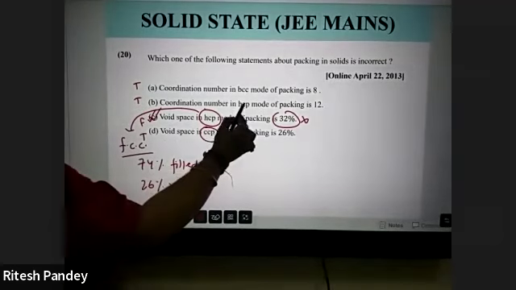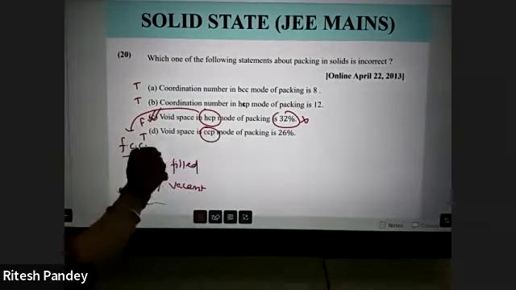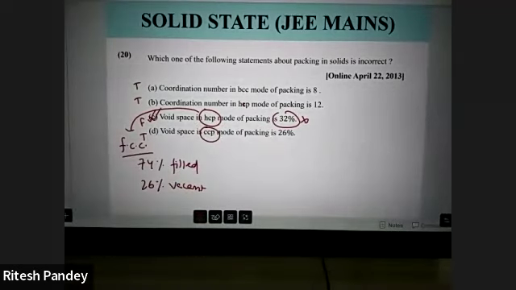This is HCP. HCP and CCP are both close packed. Coordination number 12 is understood. BCC 8 is right.